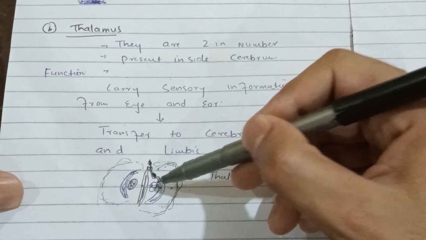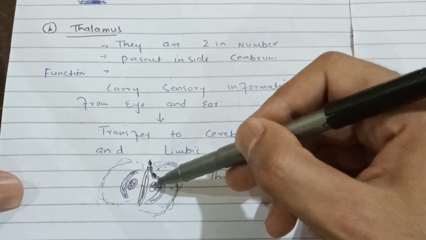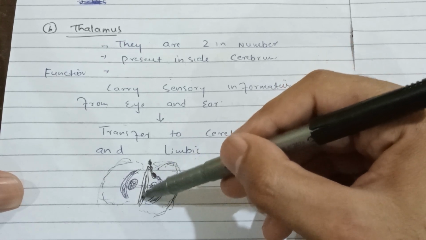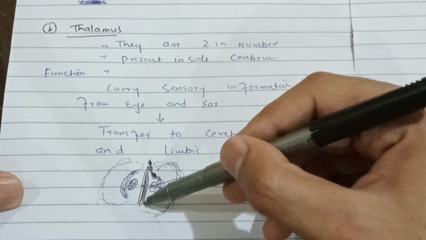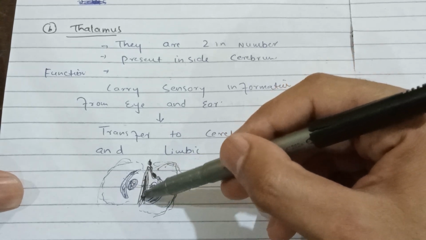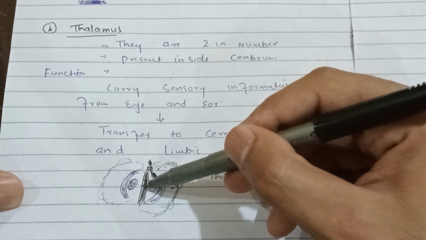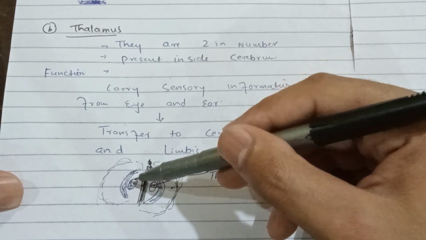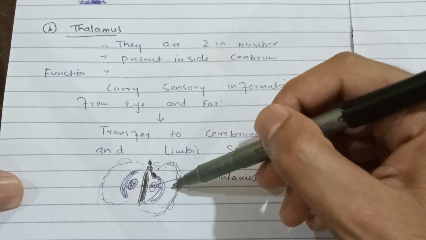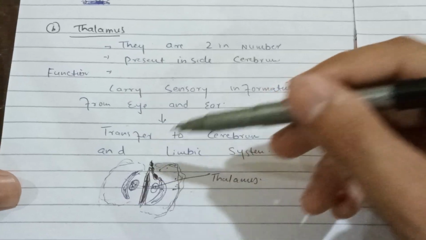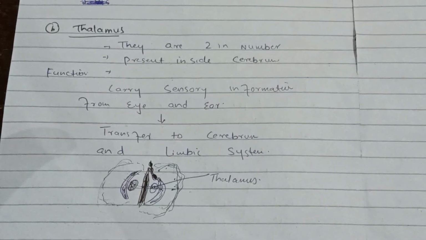Cerebrum, limbic system, thalamus. The limbic system is present between the thalamus and cerebrum. There is a structure which links these two cerebral hemispheres. This is called the corpus callosum. The corpus callosum is a matrix between the right and left cerebral hemispheres. It just links the right and left sides of the brain.